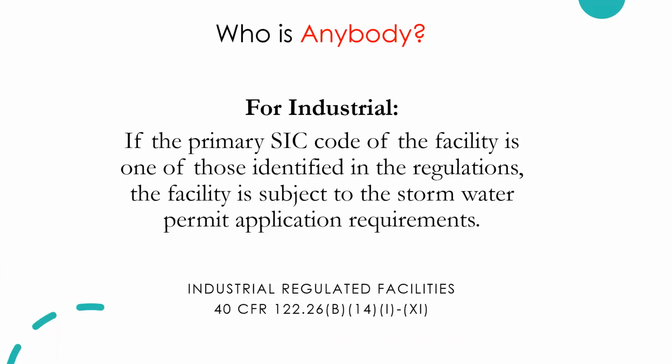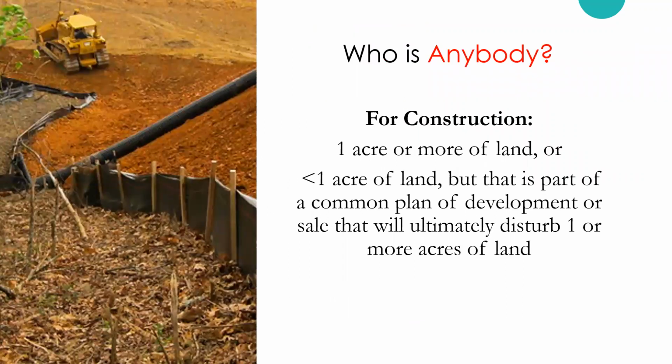So again, who is covered for industrial? It's defined by if you have a primary SIC code of the facility that is identified in the regulations, which are 40 CFR 122, the facility is subject to the stormwater permit application requirements. For construction, if you're disturbing more than 1 acre of land or less than 1 acre of land, but it's part of a common development. So if you're doing a neighborhood development and you're disturbing one house at a time, that's still going to be needing an NPDES permit.